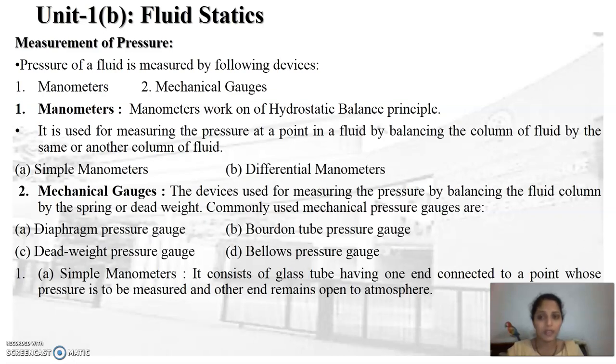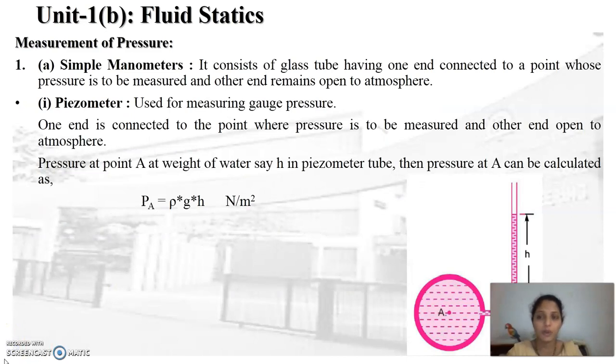Now we will see first what is meant by simple manometers. It consists of a glass tube having one end connected to the point whose pressure is to be measured and the other end open to the atmosphere. In simple manometers, the piezometer is one of the simplest forms of pressure measuring device. In the diagram we can see that A is the pipe, and at the particular point A we are measuring the pressure.